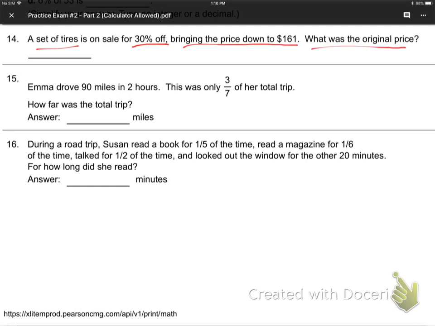So 14, a set of tires on sale, 30% off, bring the price down to $161. What was the original? So remember that formula. New price equals, I'm forgetting the formula here. The new price is the original price times 1 plus or minus the percentage. Plus for increase, minus for decrease.